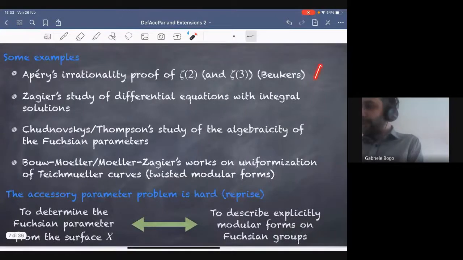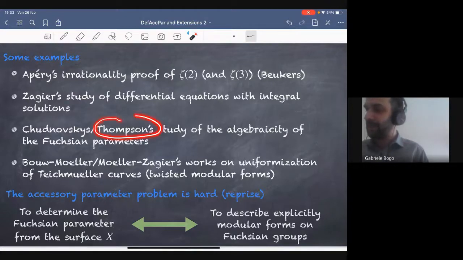Yeah. But this is related to the problem that I wrote here, right? So in history, several times accessory parameters and differential equations were related to number theory in different ways. One of the most famous is Beukers' interpretation of Apéry's proof of the irrationality of zeta of 2, zeta of 3 in terms of modular forms, solving differential equations. But you can, in general, ask a different question, which is the one asked by Thompson, the group theorist, and then studied again by Chudnovsky and by Martin Möller and Möller-Zagier. And the question is the following.